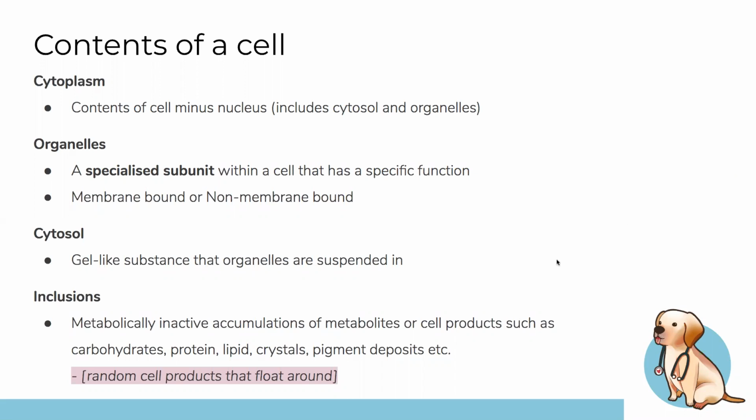They can be membrane bound or non-membrane bound. Just a side note, they sometimes like to mention inclusions, and you'll wonder what an inclusion is. They're basically just random cell products. Like if a protein has just been made and is being transported around a cell, it's called an inclusion.